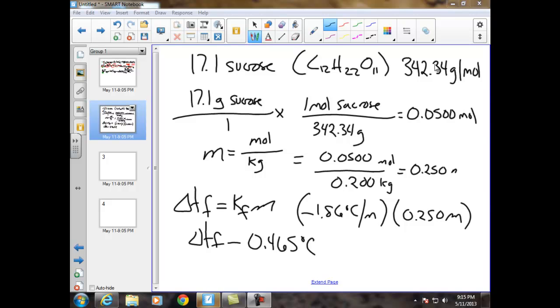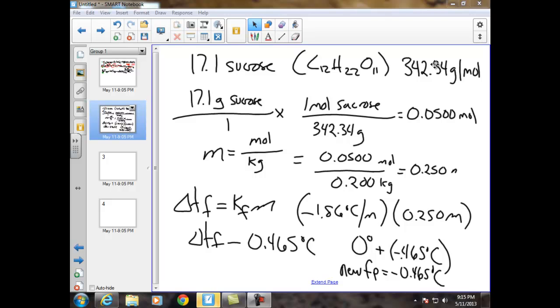All right, this is water, so I start with my original freezing point, 0 degrees, plus negative 0.465 degrees Celsius to get my new answer. So my new freezing point equals negative 0.465 degrees Celsius in this case also. Now, that only works for water. If we were doing another substance, it would be different.